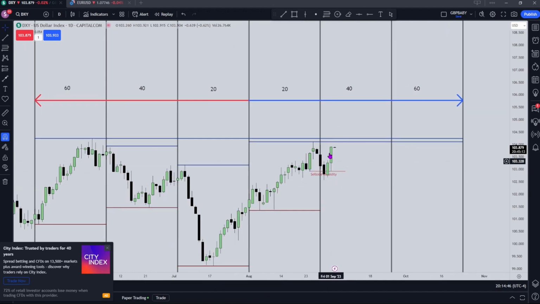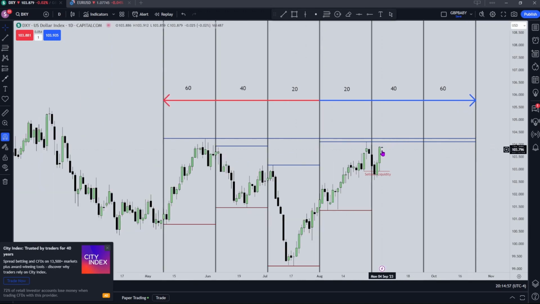And now we've started to expand higher quite aggressively too. I am anticipating a run on this swing high here from Friday the 25th of August and this high here, because these are now relative equal highs. So I want to see this week if we can start to push up into these highs.